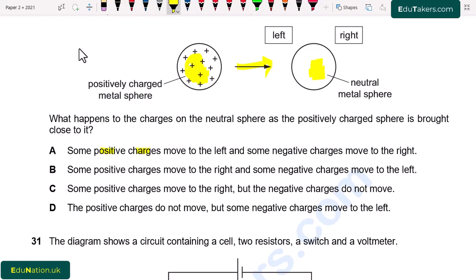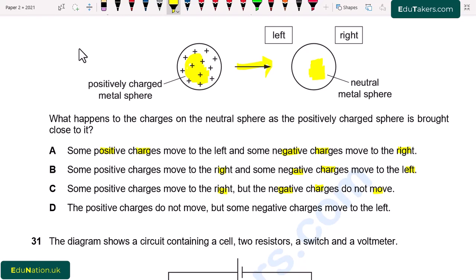Option A, some positive charges move to the left and some negative charges move to the right. B, some positive charges move to the right and negative charges move to the left. C, some positive charges move to the right but the negative charges do not move. D, the positive charges do not move but some negative charges move to the left.